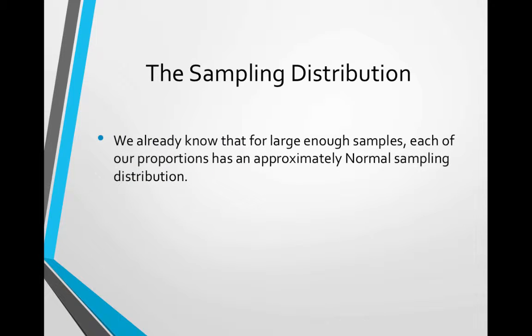The sampling distribution. We already know that for large enough samples, each of our proportions has an approximately normal sampling distribution. All that is saying is that if we have a large enough sample, and we were to imagine all the possible different samples and plot their results, we would end up with a normal model. The same thing is true for their difference. If you have two different samples and you subtract them and you do all the different possible combinations you could think of and plot them all on one histogram, again, you would have the normal model. So we can keep doing the same thing we've been doing. And that's a good thing.